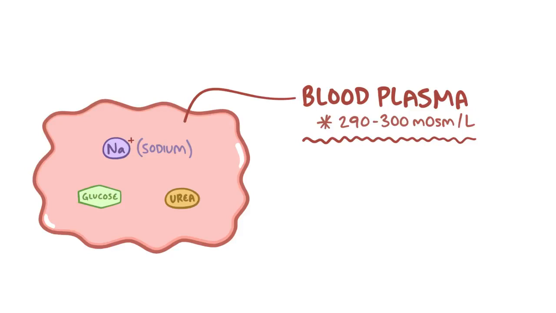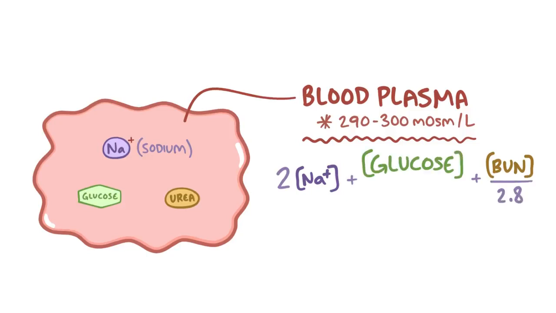To get the actual osmolarity of the body, a calculation like this one can be used: 2 times the concentration of sodium ions, plus the concentration of glucose divided by 18, plus the concentration of blood urea nitrogen divided by 2.8, where the concentration of glucose and the concentration of blood urea nitrogen are measured in milligrams per deciliter. Both glucose and blood urea nitrogen can be converted from milligrams per deciliter to milliosmoles per liter by dividing them by 18 and 2.8, respectively.